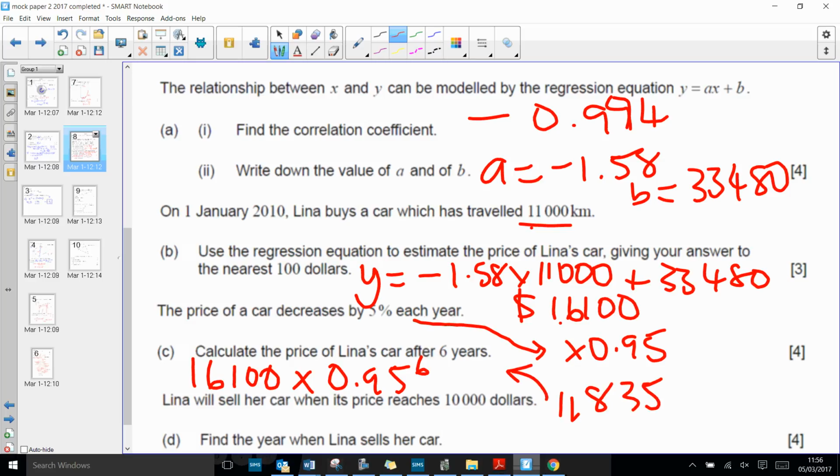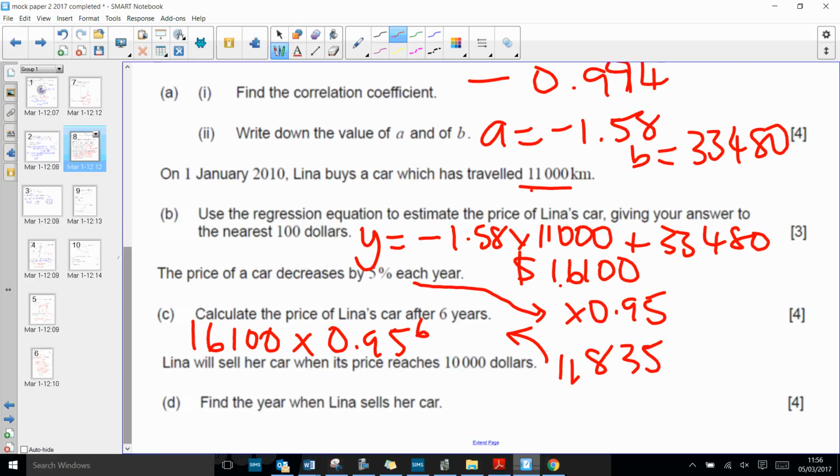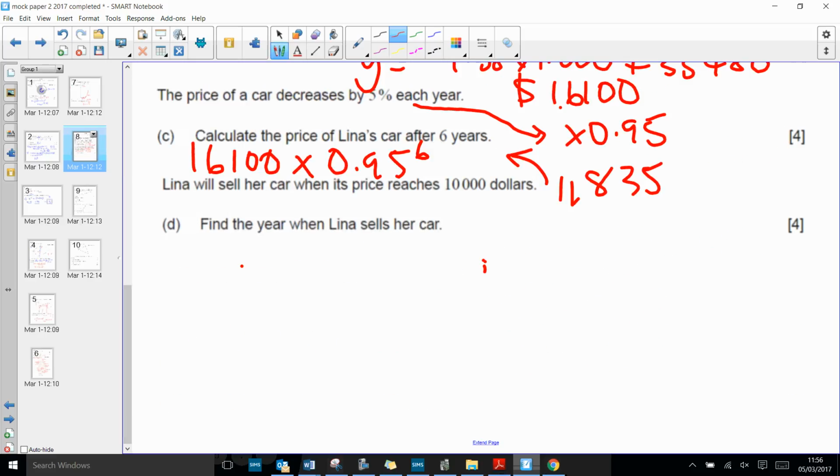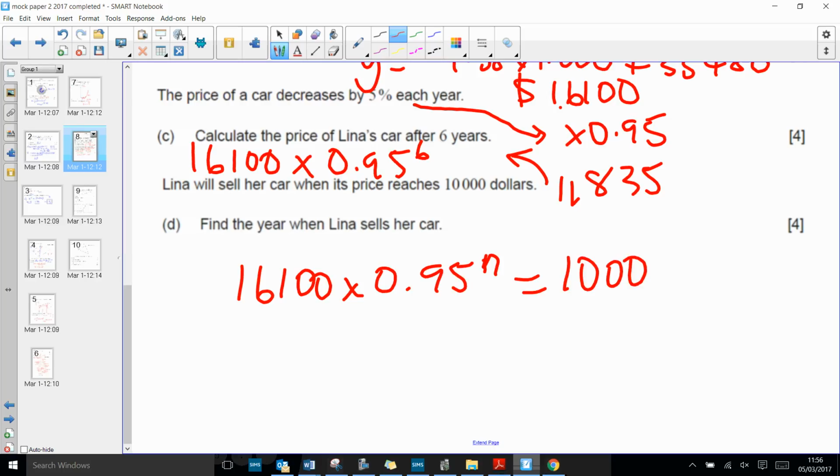Lena will sell her car when it reaches $10,000. Find the year that she sells her car. So 16100 times 0.95 to the power n equals 10,000. It's always a good idea to write these kinds of equations, just in case you get method marks for that. Make sure they are equations, so obviously it would need to equal 10,000.